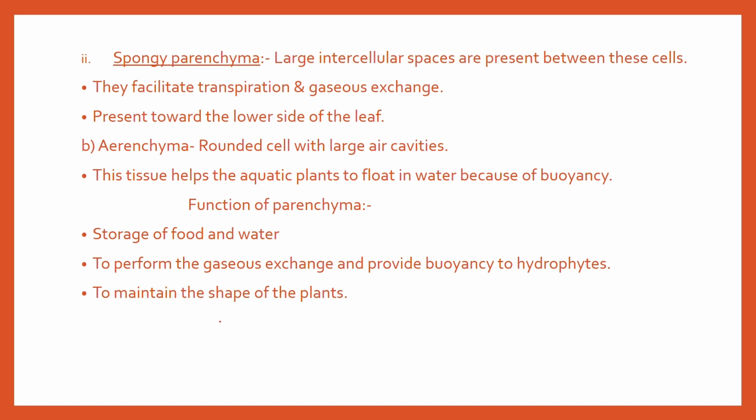Next is spongy parenchyma. So spongy parenchyma, as you can see here, has large intercellular spaces, and they facilitate transpiration and gaseous exchange. It is present towards the lower side of the leaf.